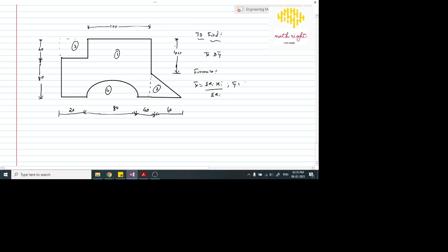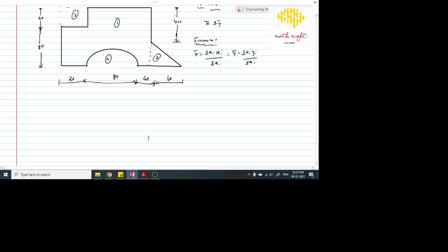Similarly, y bar is equal to the summation of ai yi. This is the formula, we know this. Okay, next we want to find the values, so draw the table with columns for area, xi, yi, and ai xi. Here all the units are in mm, so the area is in mm square.